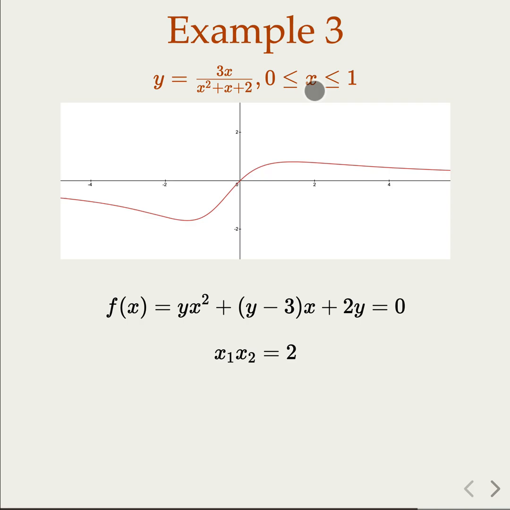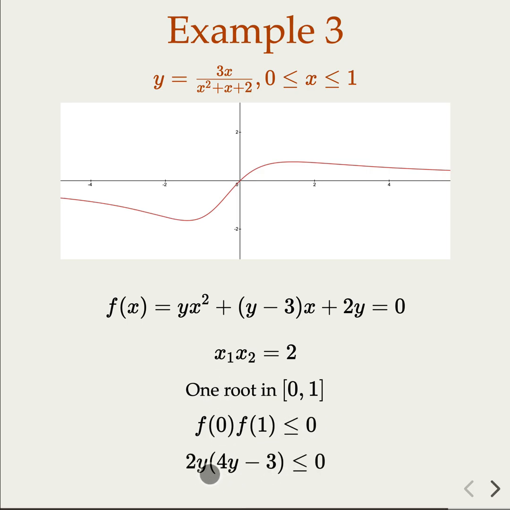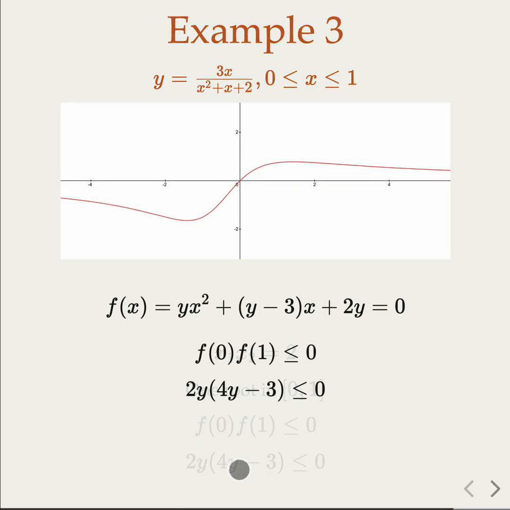In order to have the root between 0 and 1, this function here must have opposite signs at x equals 0 and x equals 1. This is kind of a fundamental theorem in calculus, right? So in order for this quadratic equation to have one root between 0 and 1, we must have f(0) and f(1) be negative, right? So plug that in, we have this, and now for this quadratic you can solve it, and y is between 0 and 3/4. Okay, so that's the answer to the question.